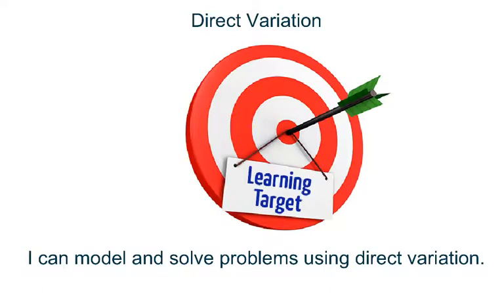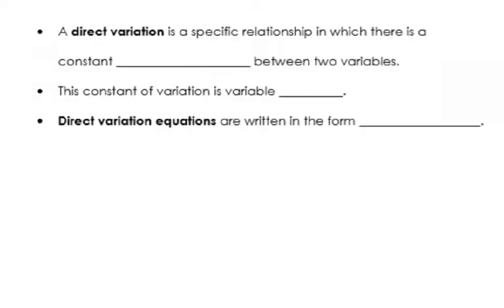This lesson is direct variation, and our learning target is I can model and solve problems using direct variation. You may be familiar with this, or it may be new information, but I think it's pretty easy. A direct variation is a specific relationship in which there is a constant ratio, meaning fraction, and the ratio is always going to be y divided by x.